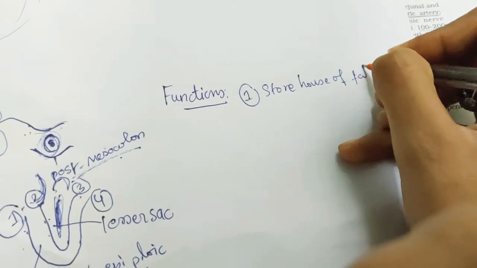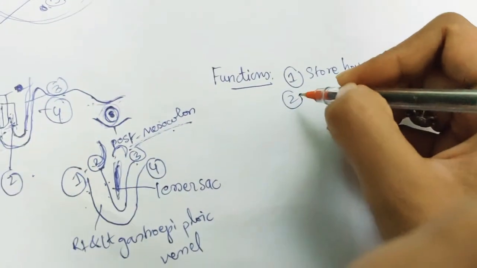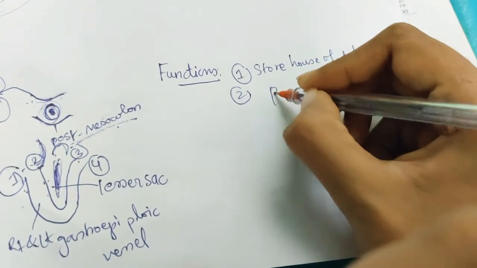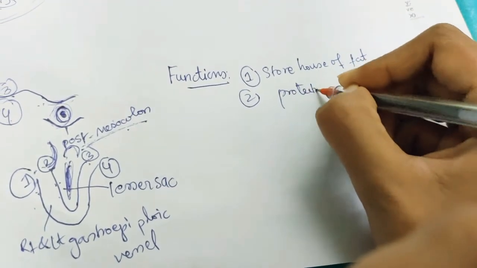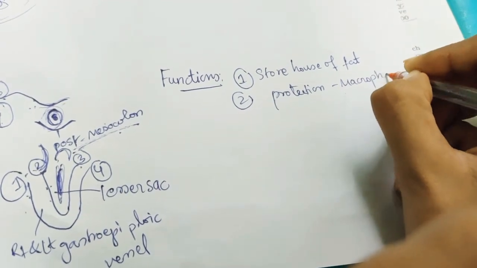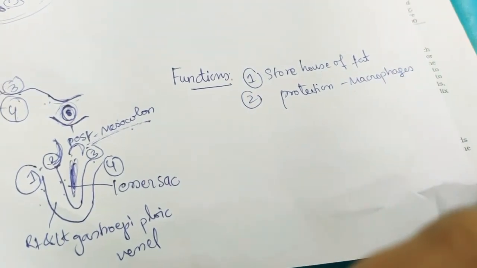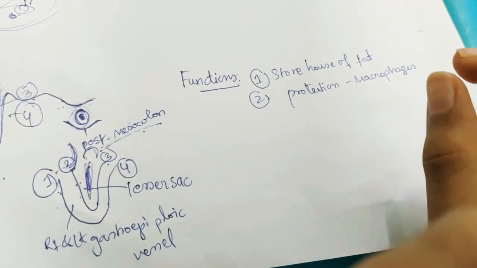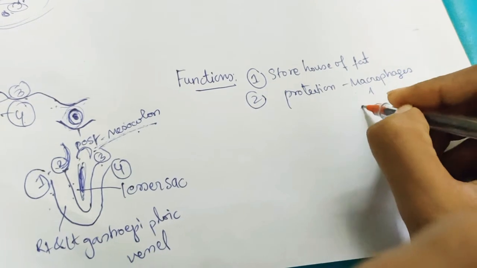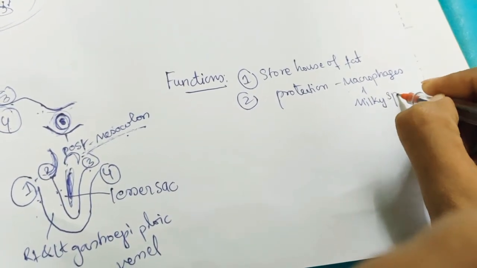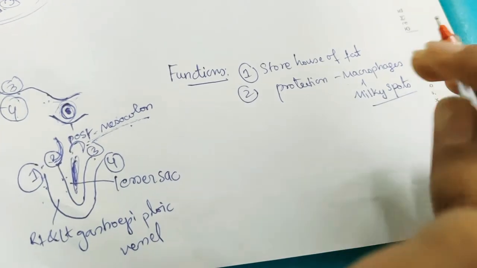And next, it protects our peritoneal cavity against infections, like protection. So you can write it's for protection mainly by means of macrophages. So by macrophages it protects against infections in peritoneal cavity, and there are collections of macrophages that form dense small patches called as milky spots. So actually milky spots are formed, and this can be seen clearly on the greater omentum with naked eye.